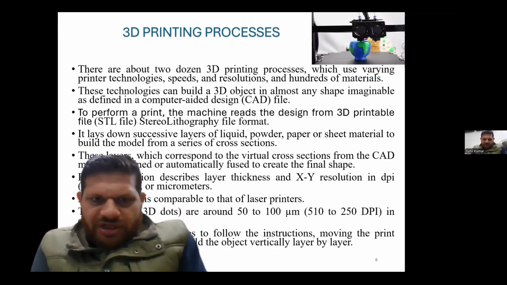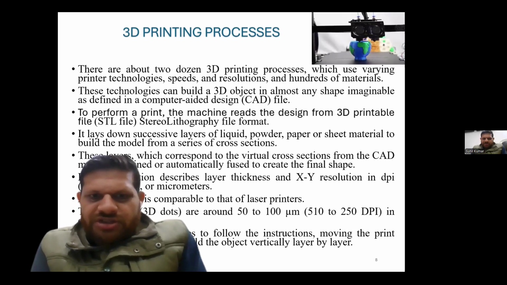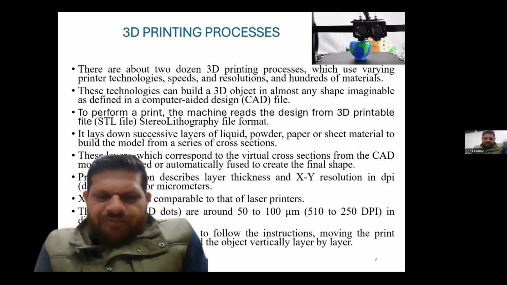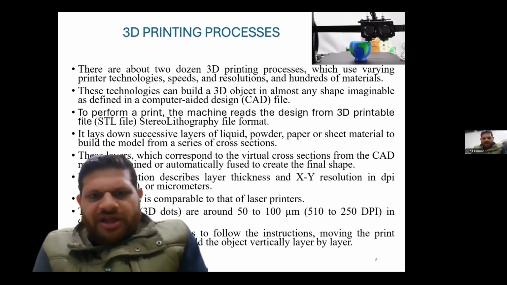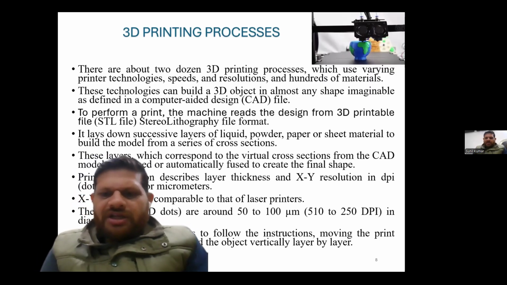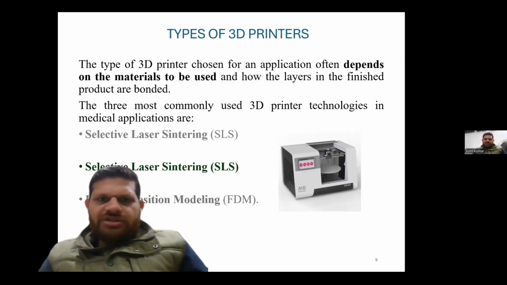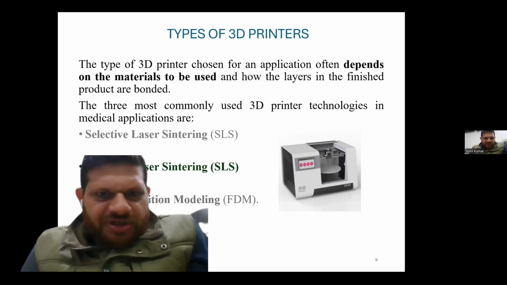Then printer resolution describes the layer thickness and XY resolution in dots per inch or micrometers. Then XY resolution is comparable to that of a laser printer. Then the particles printed are about 10 to 100 micrometers in diameter. And finally, the instructions are also passed in the Z direction to build the object vertically, layer by layer. So for 3D printers, mostly we have these three technologies around us. Whenever we see a printer in the labs or in commercial use, these are the three printers which we use.